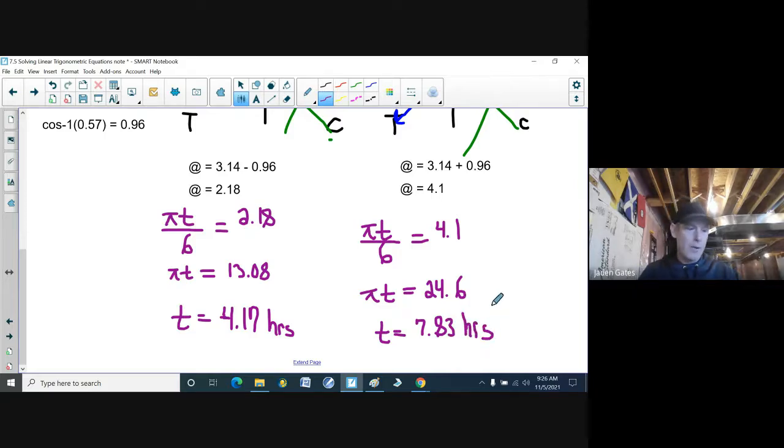Which is probably like 7:50 a.m., somewhere in there. You've got 0.83 of an hour, so I figured out 0.83 times 60 minutes. It's 49.8 minutes. So there we go. Those are the 2 times that our water level would be at 2 meters high.